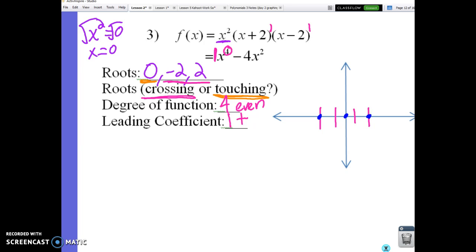So we're going to start up, come down. So that one crossed, now it's touching. So I'm going to do this slow. It's just going to come up, touch, bounce right off. And then we're going to go up and go through that one because we need to end going up because it's an even function. Okay?